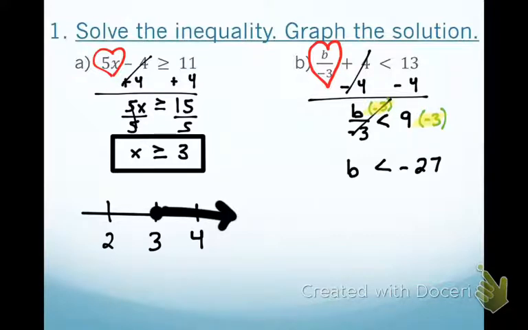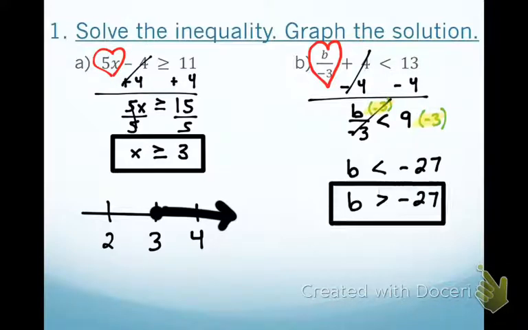Listen, this is what I do not want to see. I do not want to see you guys just erase it and fix it. I want to see you completely rewrite it. This helps me to know and understand that you know you're flipping the symbol simply because we divided by a negative number. So once again, I do not want you just to erase the symbol. Otherwise, you might get confused looking back wondering, why did that switch all of a sudden?